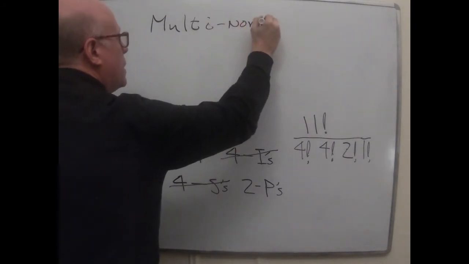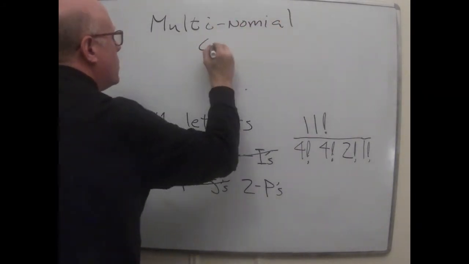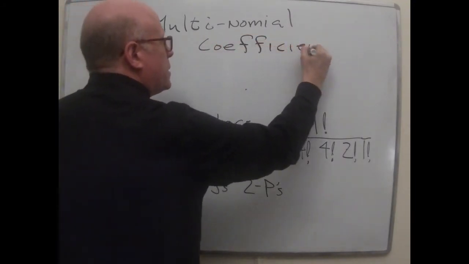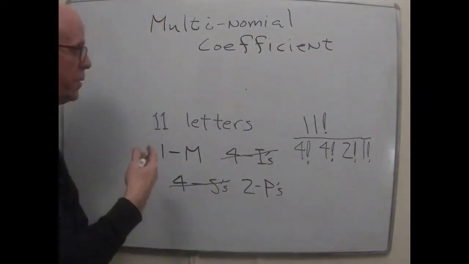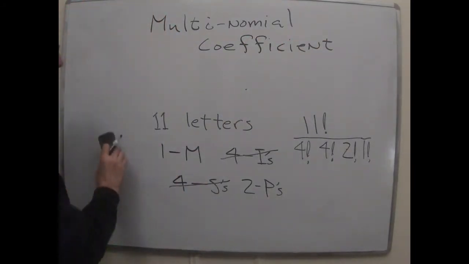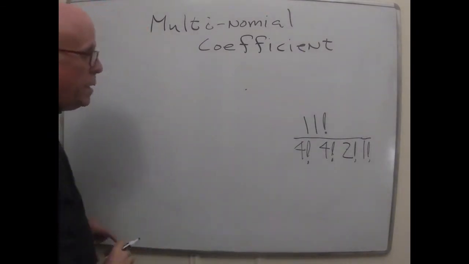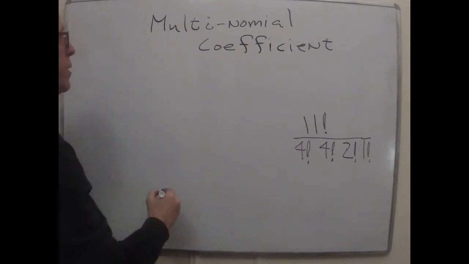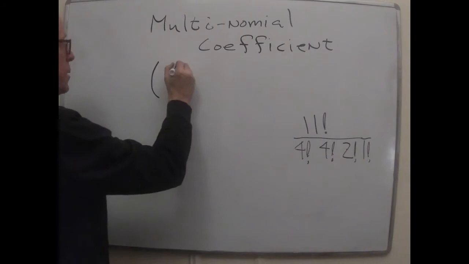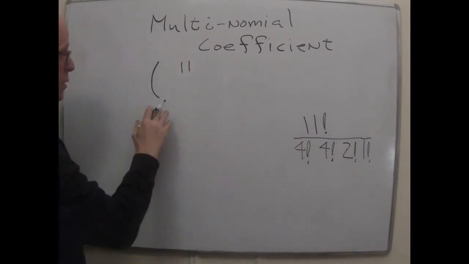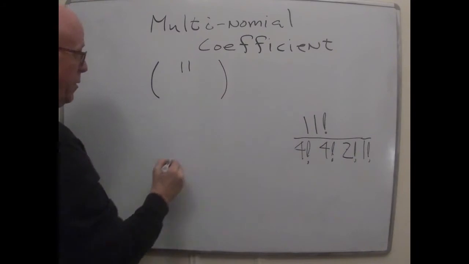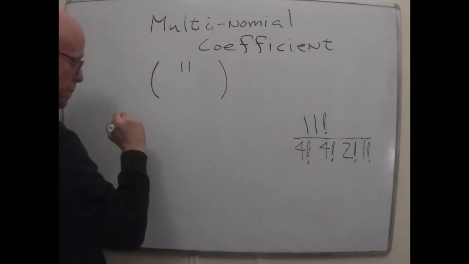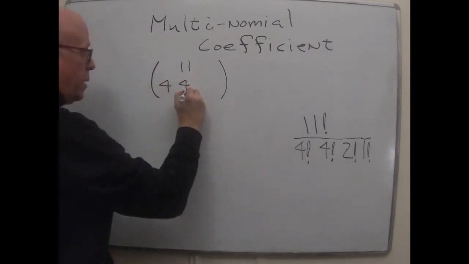Multinomial coefficient. And the binomial coefficients that we've looked at previously are actually, you can think of them as an example of this. So the solution that we just wrote down, 11 factorial over 4 factorial, 4 factorial, 2 factorial, and 1 factorial, as a multinomial coefficient is written like this. It looks like a binomial coefficient, so there's no fraction bar, but some things in parentheses. The top has the 11 in it, and the other numbers, 4, 4, 2, and 1, go down below.